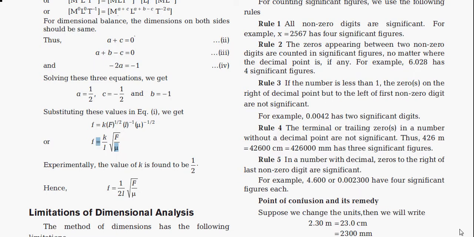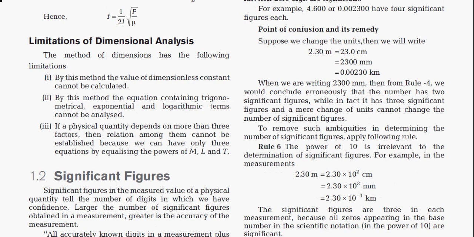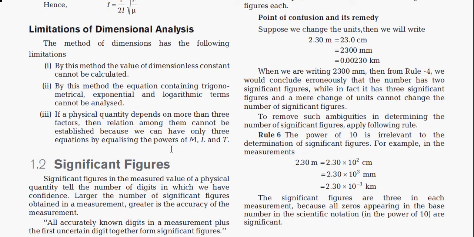Okay, let's see the limitations of dimensional analysis. This method has the following limitations. By this method, the value of a dimensionless constant cannot be calculated. By this method, equations containing trigonometrical, exponential and logarithmic terms cannot be analyzed. If a physical quantity depends on more than 3 factors, then the relation among them cannot be established, because we can find only 3 equations by equating the powers of M, L, T.